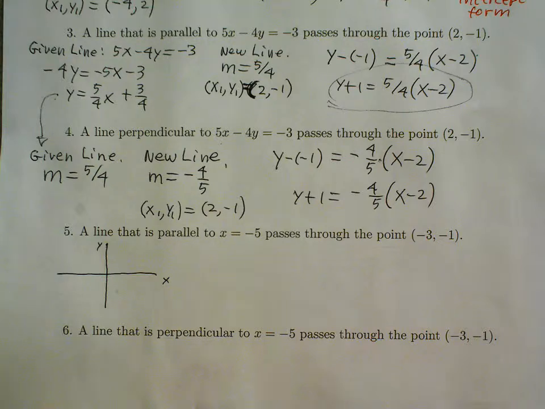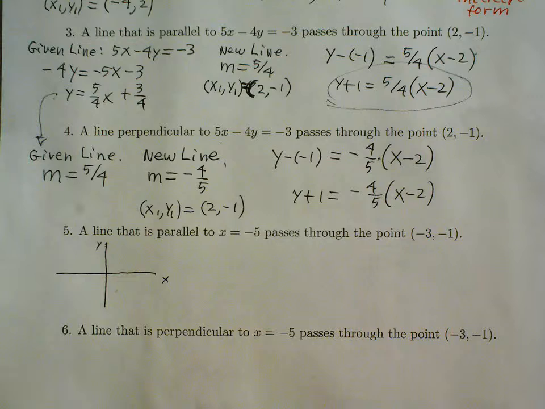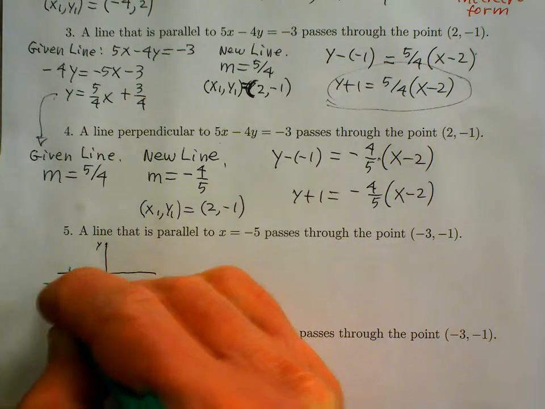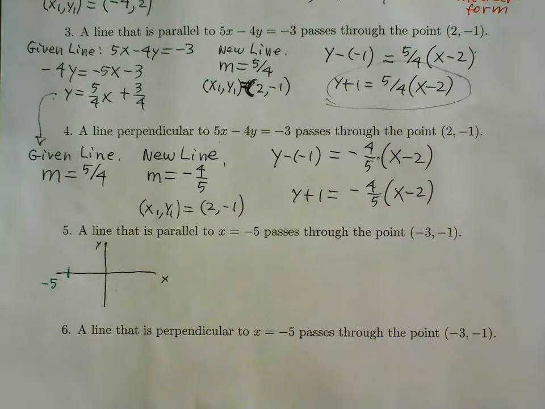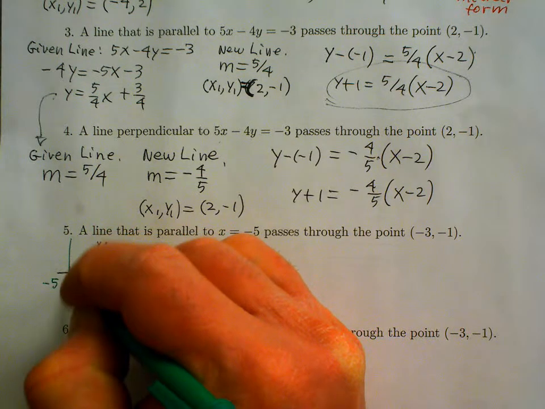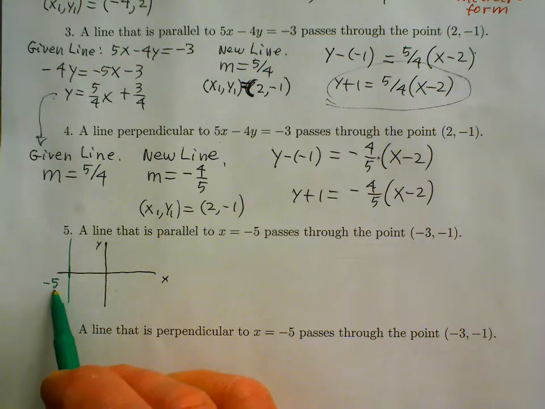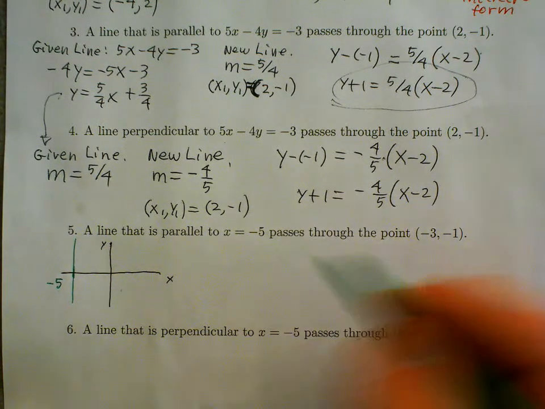x equals -5. Well, if this is where -5 is on the x-axis, what does the line x equals -5 look like? Is that a vertical line? It's a vertical line. Because on this vertical line, every x coordinate is -5. So the equation is x equals -5.